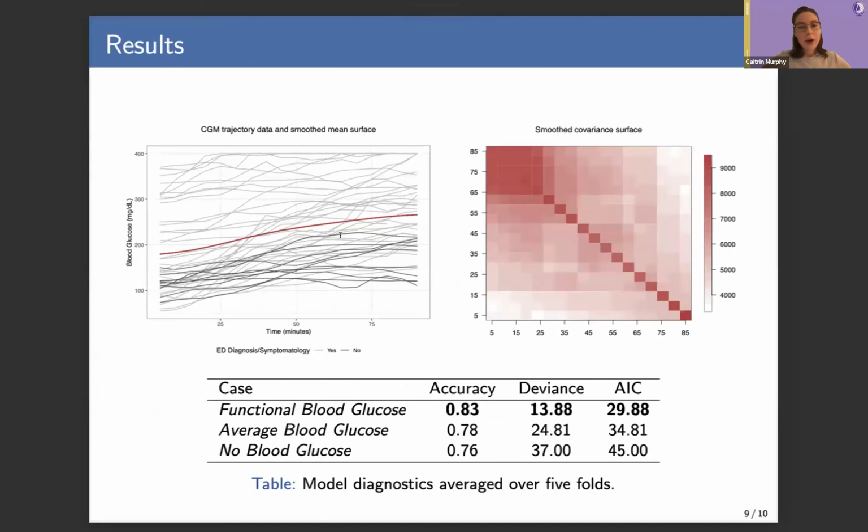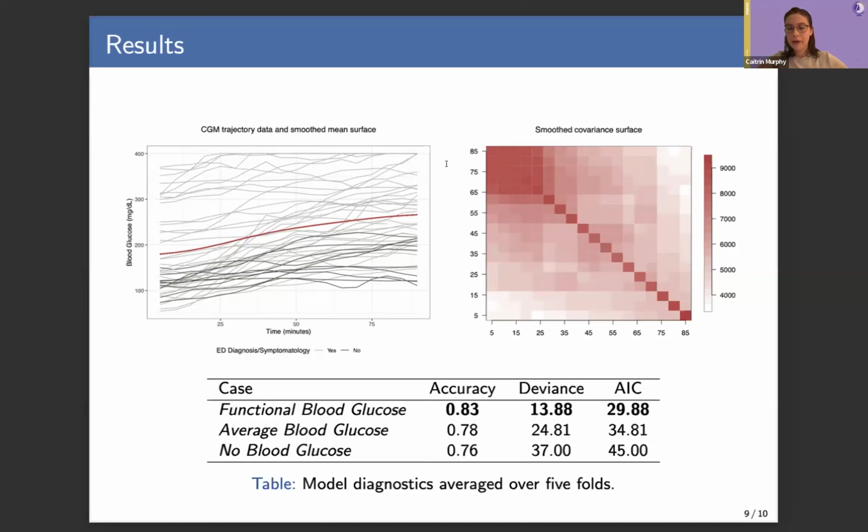So going into some results, on the top left, we have plotted some of those blood glucose trajectories. The light gray is for those eating disorder patients. The dark gray is for non-eating disorder patients. And then we have our smoothed mean function in red. So overall, we see that the eating disorder people are running much higher on average. They have those truncated trajectories at 400. But overall, we see a glucose spike, and then about 75 minutes later, it tapers off and stabilizes.